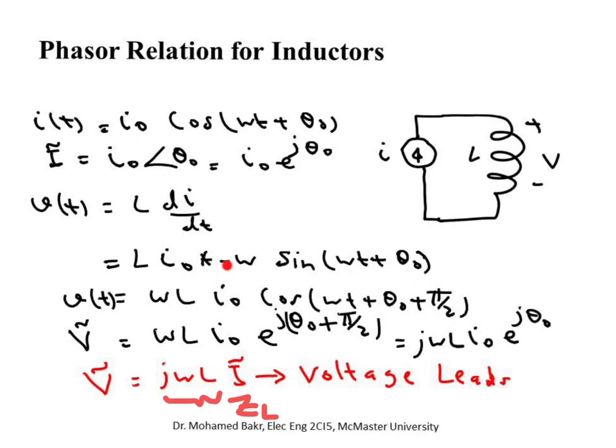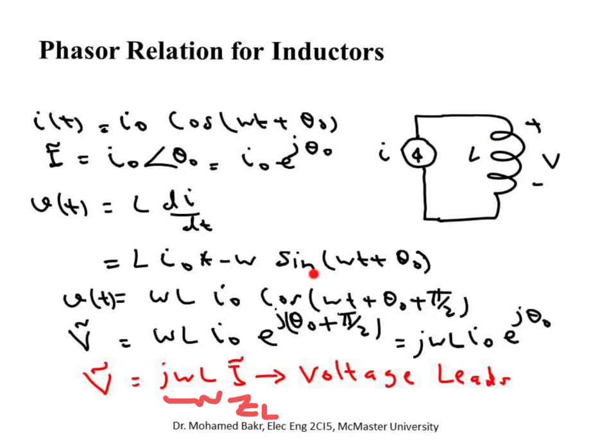But remember that a negative sign is actually a cosine that was shifted in the negative time by π over 2. So I can absorb this negative sign into the sine and then convert the whole thing into a cosine that was shifted by π over 2. It's very important to understand this step.